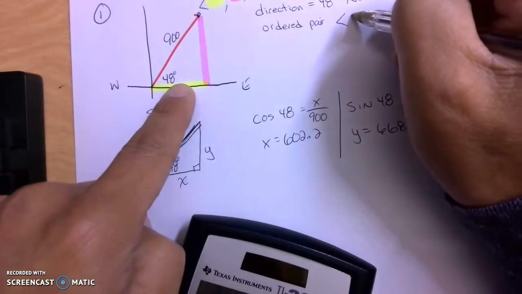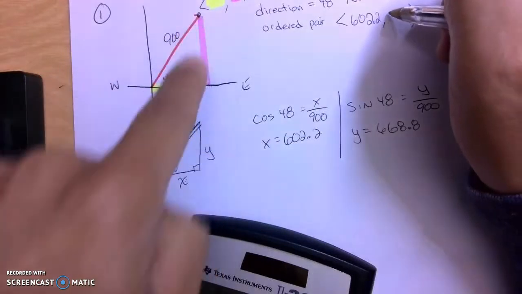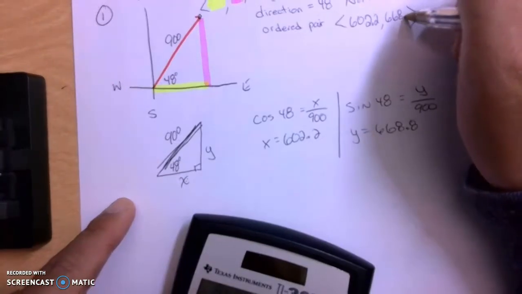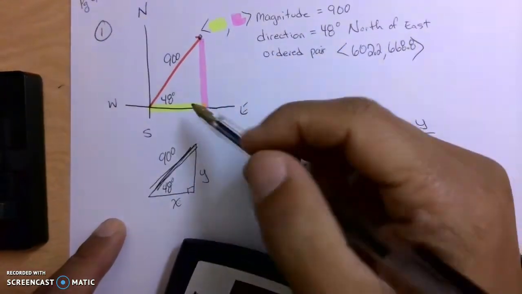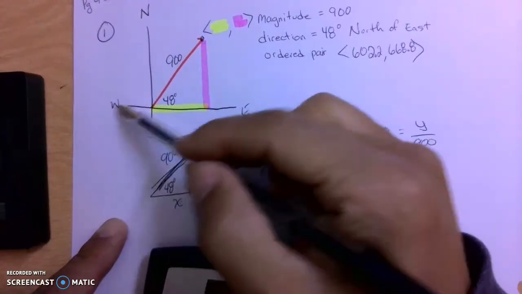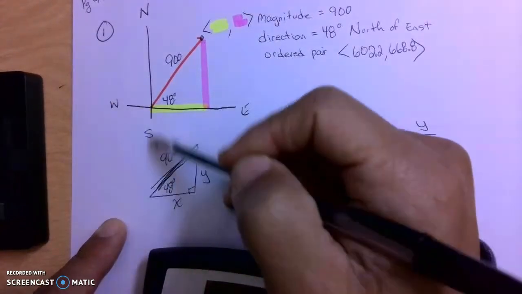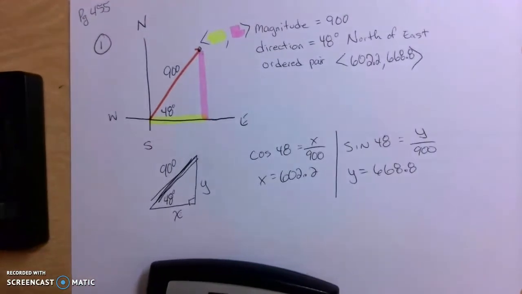And so the ordered pair here is, left to right, positive 602.2, comma, up and down, 668.8. That is the final location here if it was on a grid chart. Now you need to consider that this is both positive. Sometimes the x value can go negative. Sometimes it would go negative for the y value. But you would have to put that down if necessary.